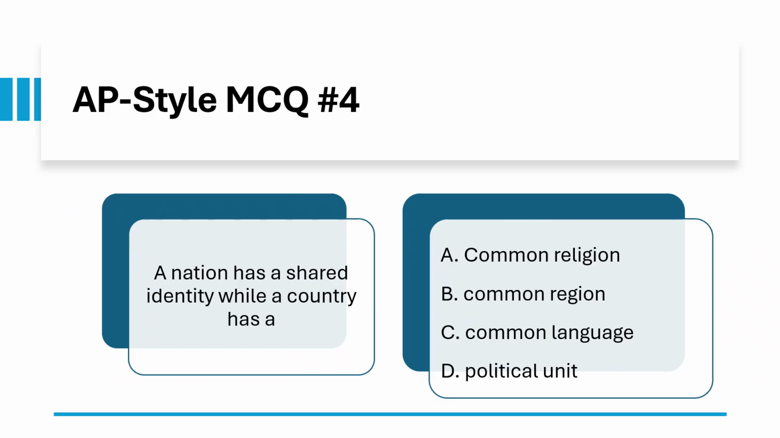And question number 4. A nation has a shared identity while a country has A, common religion, B, common region, C, common language, or D, political unit. Here comes your 10 seconds. Choose. If you chose B, common region, you're correct. Good job.